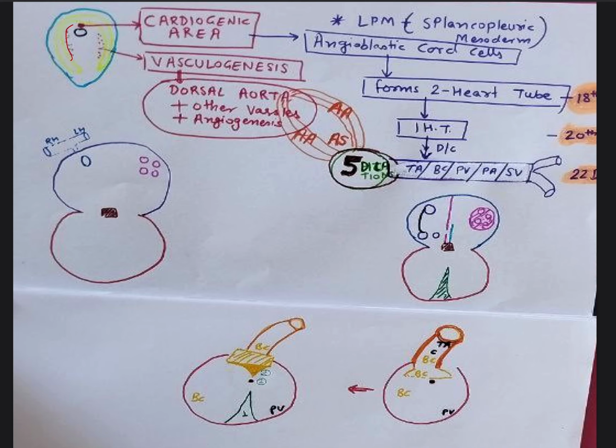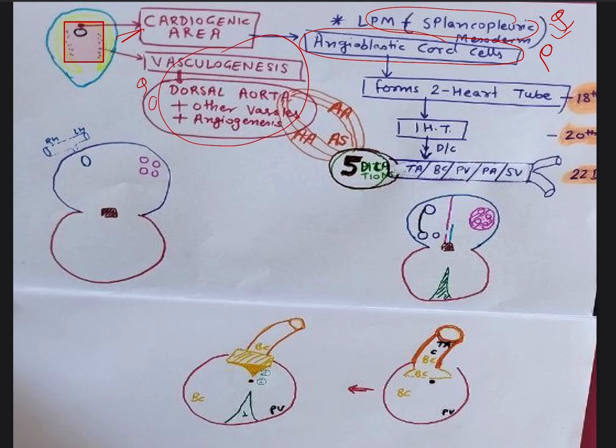First of all, the coelom develops around the 15th to 16th day. After development of the coelom, the cardiogenic area appears. This cardiogenic area will form angioblastic cord cells in the splanchnopleuric mesoderm and the lateral plate mesoderm. Everything is a question. At the same time, vasculogenesis also appears, which will form the dorsal aorta, and angiogenesis. We will discuss vasculogenesis and vascular development in the next lecture.